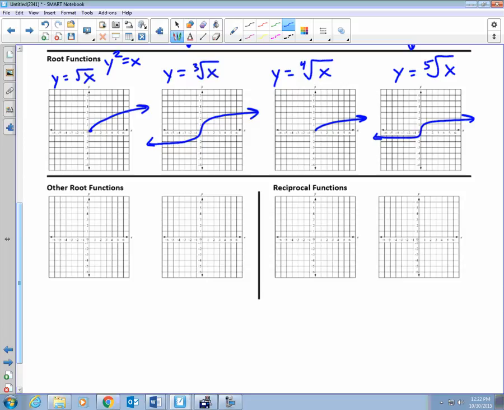I like this stuff because you get tired of dealing with lines all the time. It's like, give me something more interesting. So, other root functions.